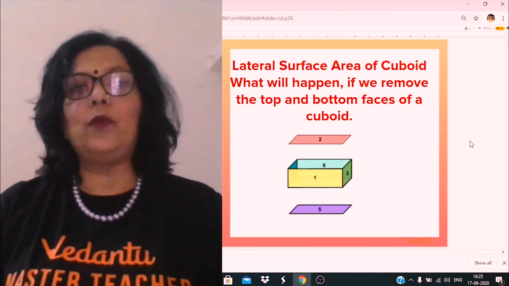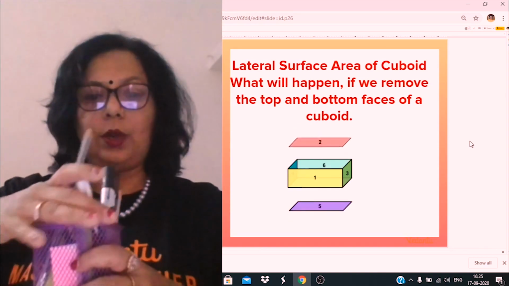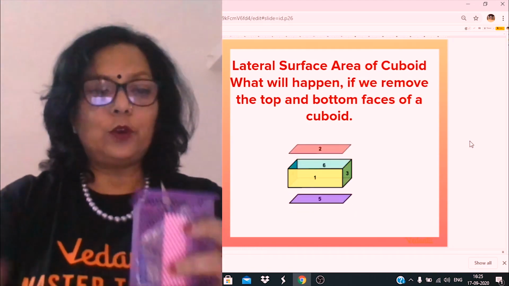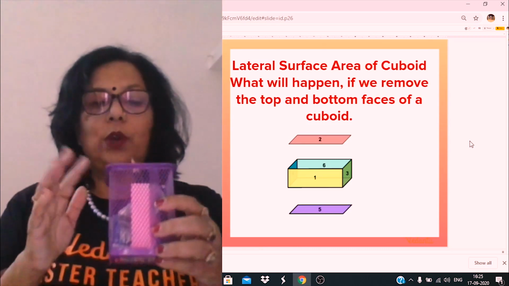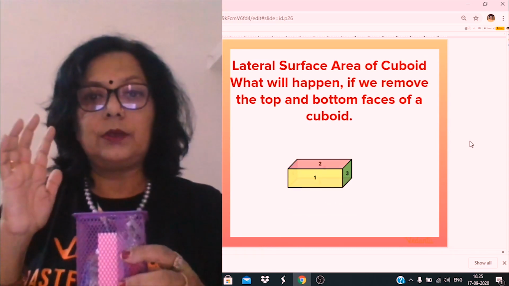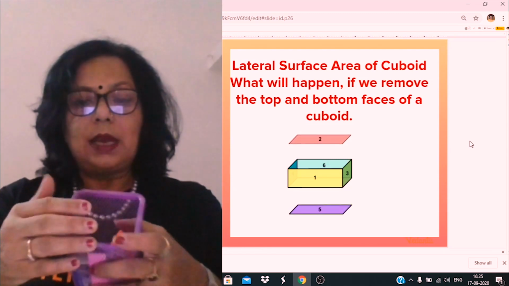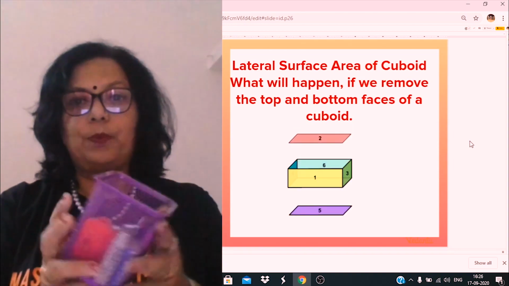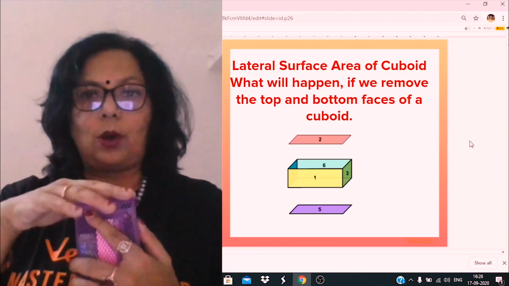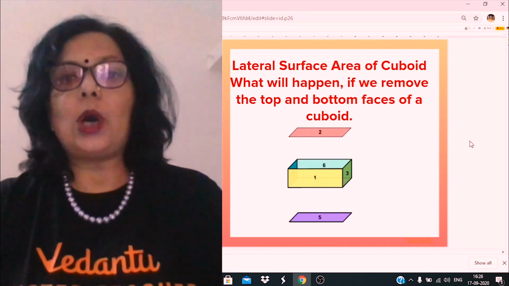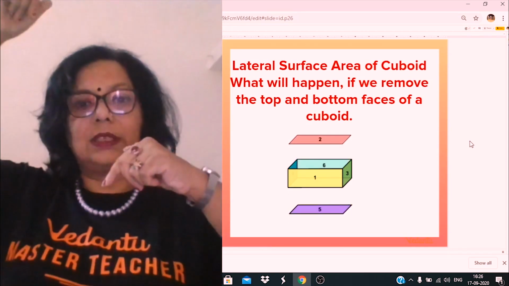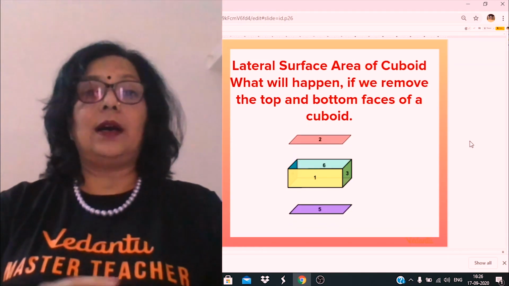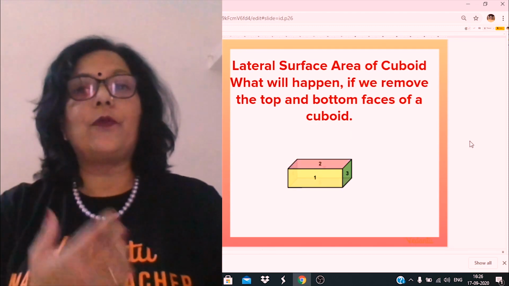What will happen if we remove the top and the bottom? Now this is the pen holder. See, it is open from the top. I remove the pens. Now if I have to find out the area of this, what will I do? I will subtract the top, right? If this was length, this was breadth, so I have this face of length into breadth. I will remove the area of the top. If there is no top, no bottom, I will subtract the two areas, like the ceiling and the floor of the room. Especially we use this lateral surface area when we have to find out the area of the walls.